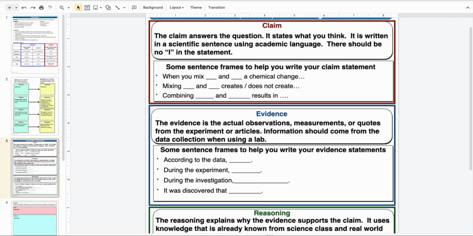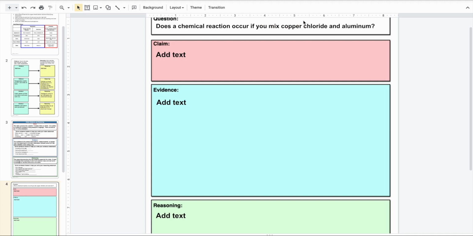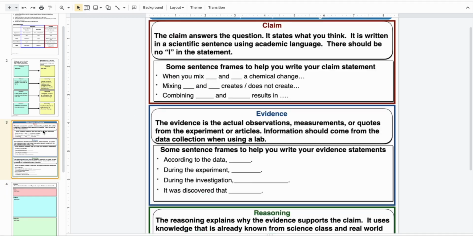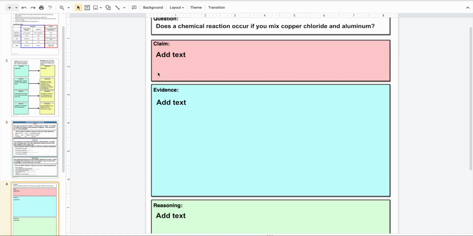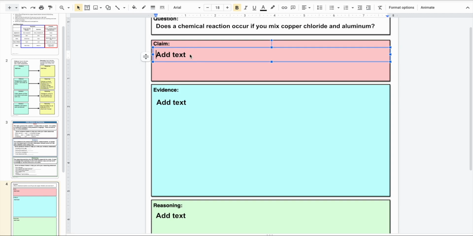So I can use sentence starters to help me out. When writing a claim, it's important to put part of the question into your claim. And the question again is, does a chemical reaction occur if you mix copper chloride and aluminum? So here is a claim sentence starter to help you out: When you mix blank and blank, a chemical change. And in this case, remember, I'm going to say does occur. So here is my claim.